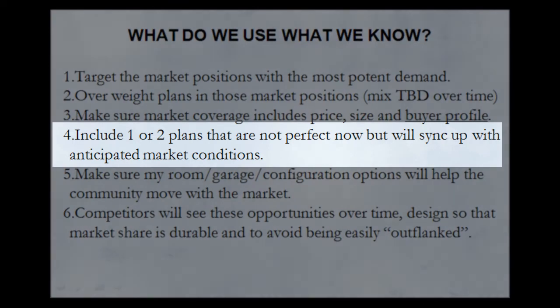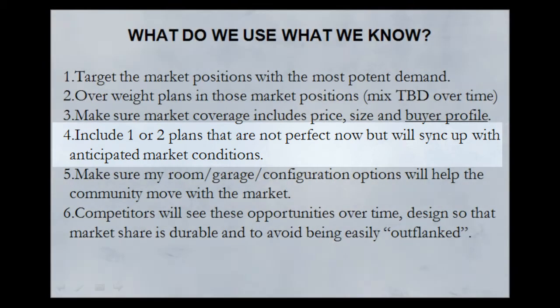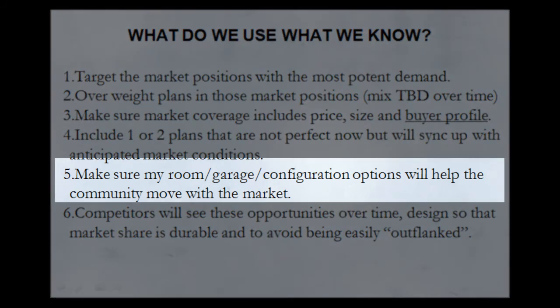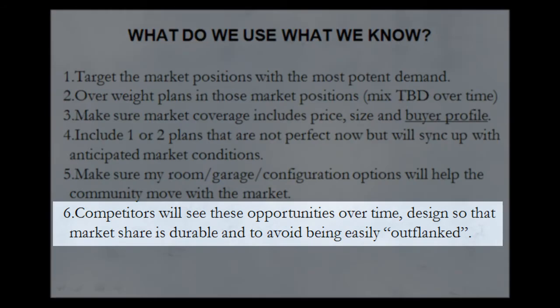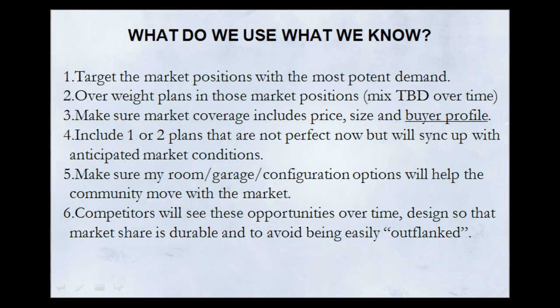So what we're going to do is include 1 or 2 plans that are maybe outside those very small, low-priced homes, just to move with the market over time. And how we're going to secure that complete market coverage is through room, garage, and configuration options. We want a 3-bedroom house to have a 4th option. We want a 2-car garage to have a 3rd option. We want office, library, hobby options, that sort of thing, so that we can ensure maximum market coverage. Our competitors are going to see the success in this program over time, so we want to make sure that we've done the best we can to complete our size, price, and buyer profile coverage.